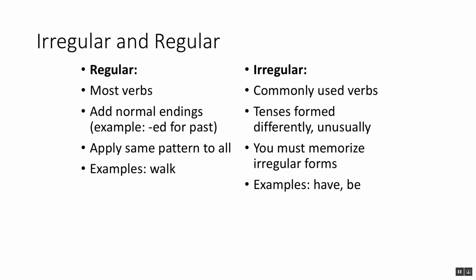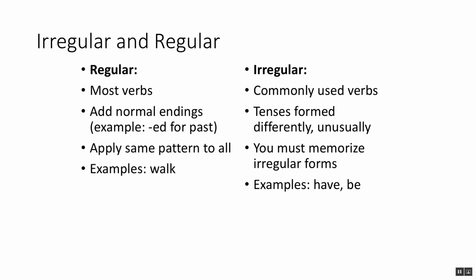So if you look at this little chart on the left, regular verbs are most of the verbs that you have to learn. You add normal or expected endings to them in English, for example, ed for past. You apply the same pattern to all the verbs, and an example is the verb walk. But for irregular verbs, the very most commonly used and sometimes basic vocabulary words in English are also irregular verbs. The tenses are formed differently or unusually.